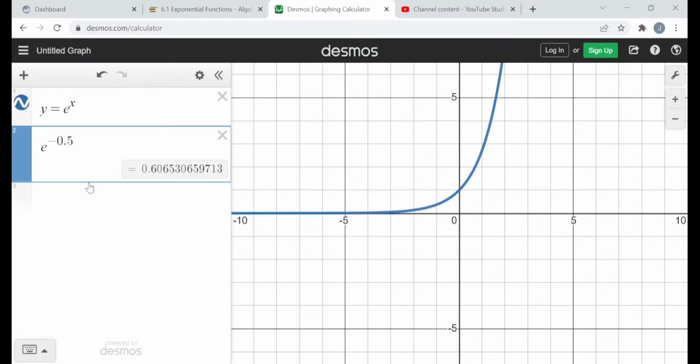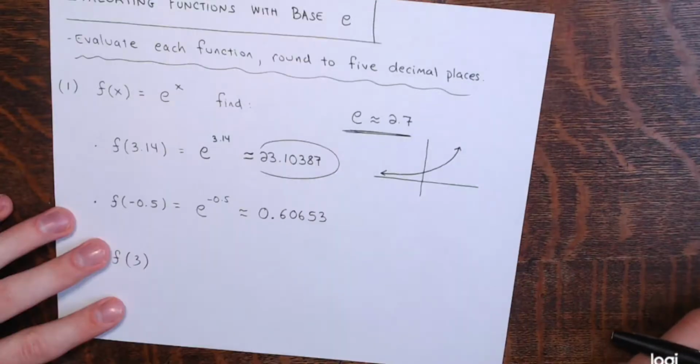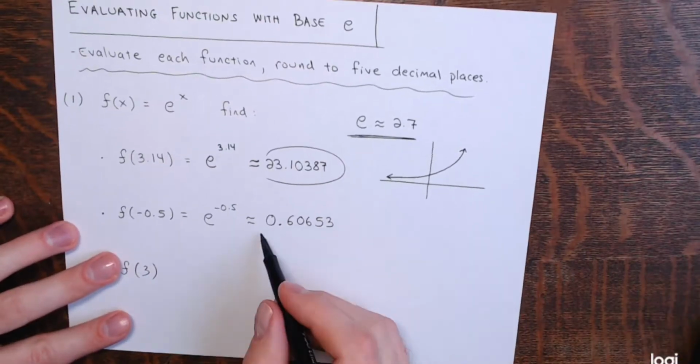And if we're rounding to 5 decimal places, that's 0.60653, and then the 6th decimal place is 0, so I'm just going to keep that 5th decimal place as 3. So 0.60653. Back here, and circle that. Great.